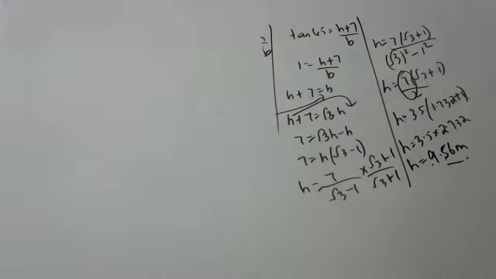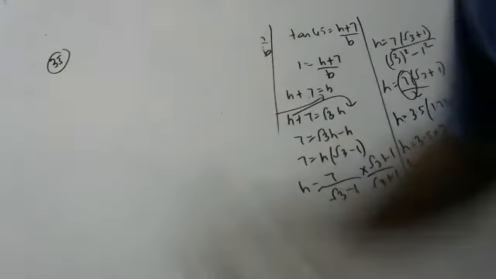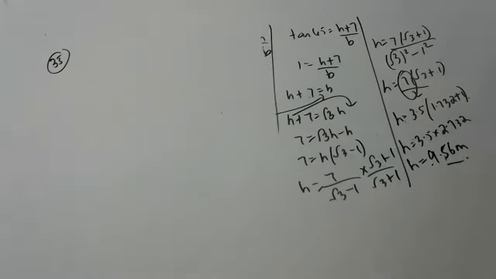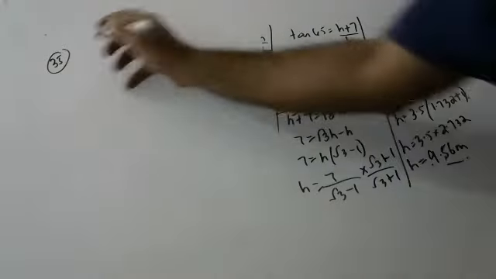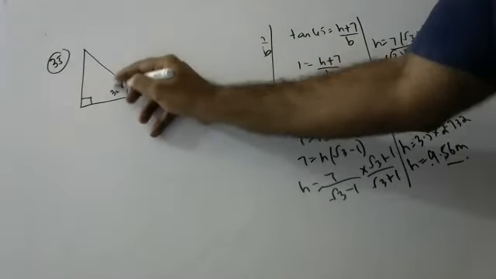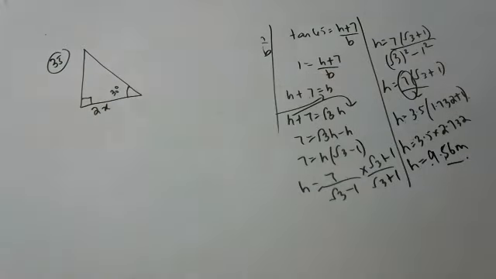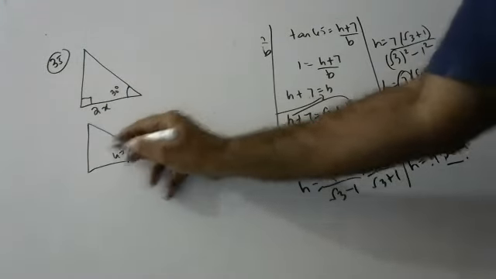Okay, children. Next sum, 35th sum. The length of the shadow of a tower standing on level ground is found to be 2x meters longer when the sun's altitude is 30 degrees than when it is at 45 degrees.